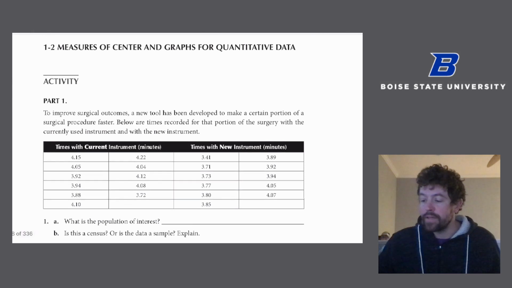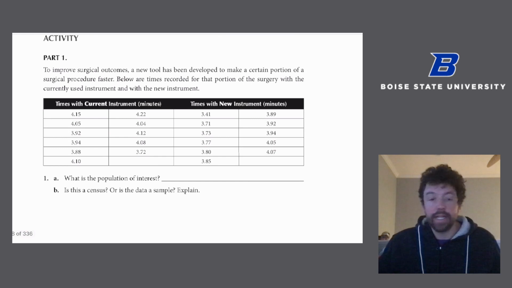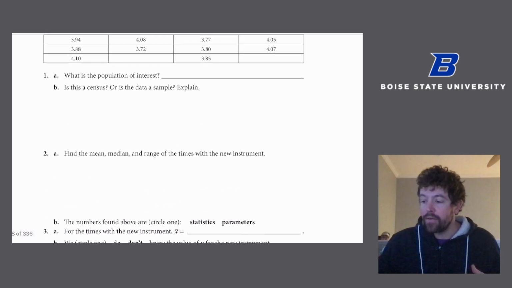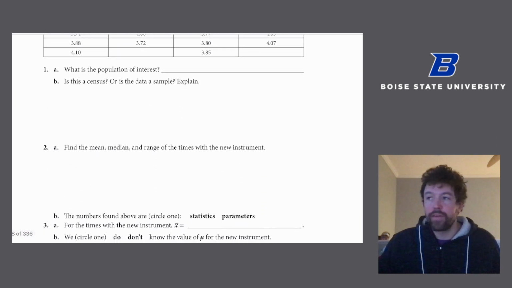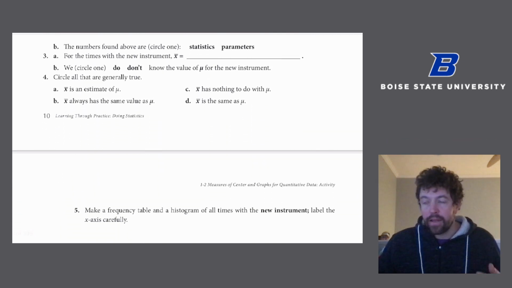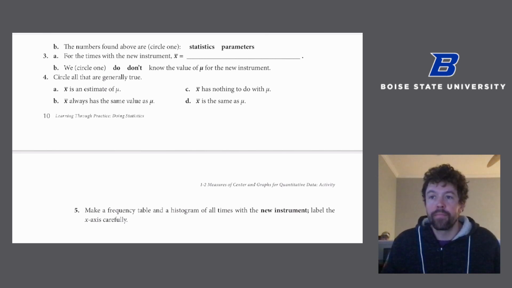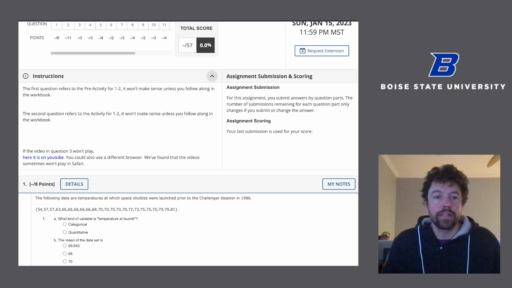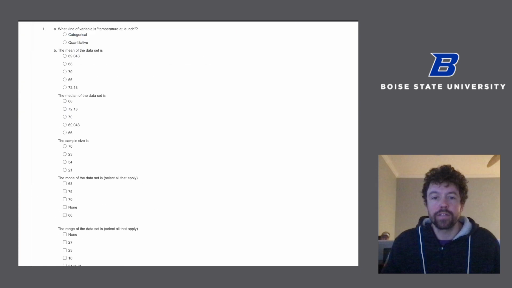In the workbook activity, we're again asked a bunch of questions. We're given a data set. We're asked what's the population of interest. We're asked some questions about the data. And what you should do with this is you should fill it out on your own, answer the questions. But again, if you want, you can do this alongside your WebAssign homework. So if we flip to WebAssign again and look back at our instructions, the second question refers to activity 1-2. So let's go to the second question.